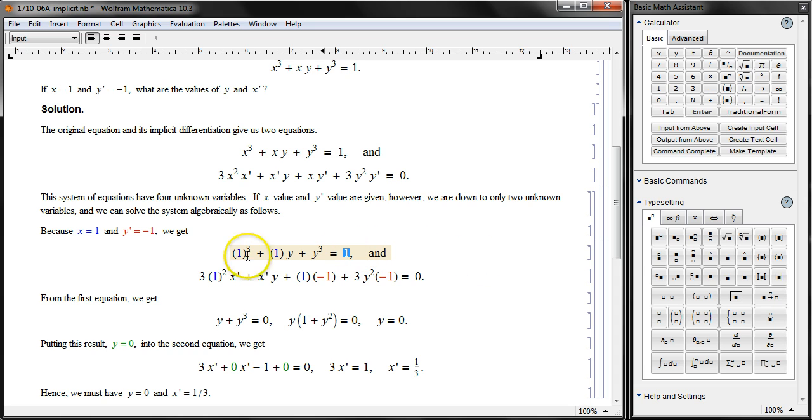And please note this 1 and this 1 cubed cancel each other out. And this is what we get in the end: y plus y cubed is equal to 0.